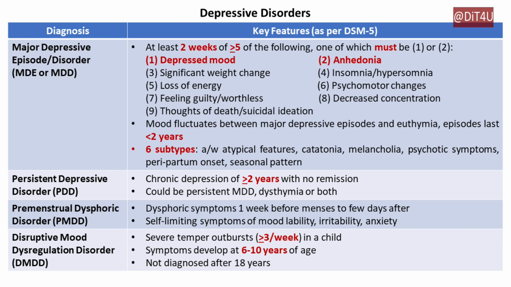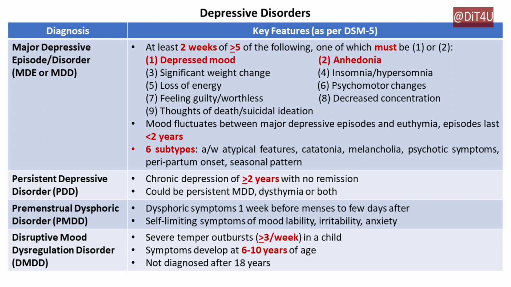Disruptive mood dysregulation disorder, a childhood condition, severe temper outbursts, three or more episodes per week in a child. Symptoms develop at 6 to 10 years of age, not diagnosed after 18 years of age. So it is exclusively a childhood or developmental condition. And it is a mood disorder. That's why it is included in the DMDD.